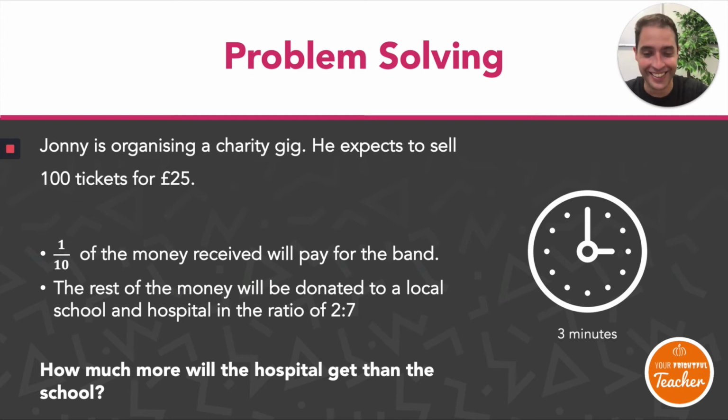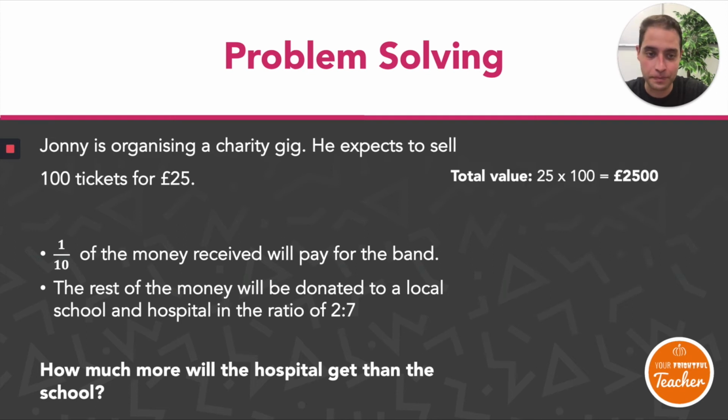Okay. So let's work it out. Total value. Let's start with that. Let's get that first piece of data in this puzzle. So the total value. We know there's 100 tickets at the value of £25 per ticket.